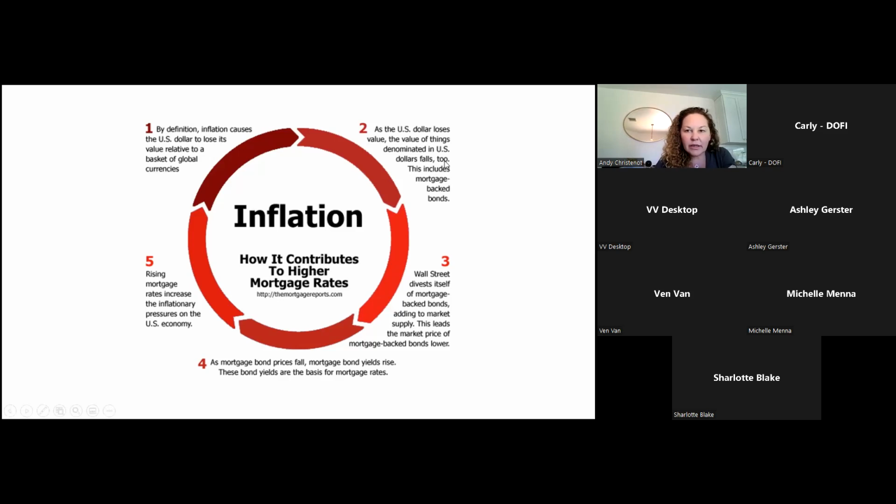So inflation, I'm sure you all know. I thought I would just throw in a quick little definition slide of inflation, because it's all over every channel of TV. We see it in gas prices. We see it in consumer goods and car prices, and everything is higher, right? The cost of everything is higher. By definition, inflation causes the US dollar to lose its value relative to a basket of global currencies. As the US dollar loses value, the value of things denominated in US dollars falls too.